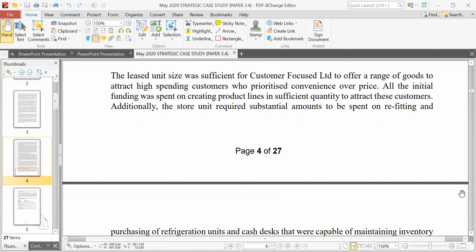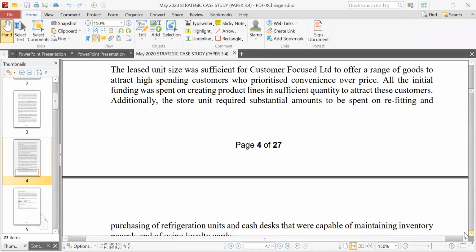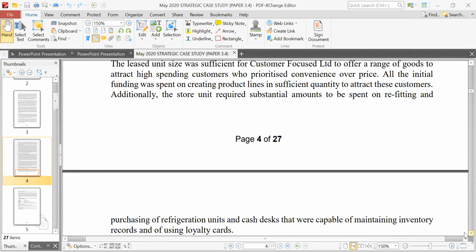The leased unit size was sufficient for Customer Focus Limited to offer a range of goods to attract high-spending customers who prioritized convenience over price. All the initial funding was spent on creating product lines in sufficient quantity to attract these customers. Additionally, the store unit required a substantial amount to be spent on refitting and purchasing of refrigeration units and cash desks that were capable of maintaining inventory records and of using loyalty cards.